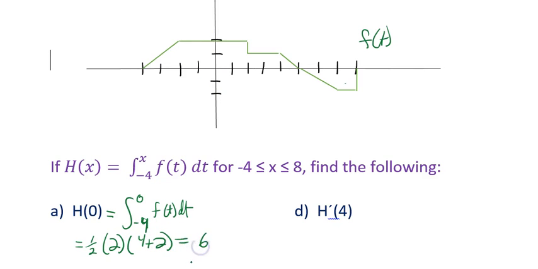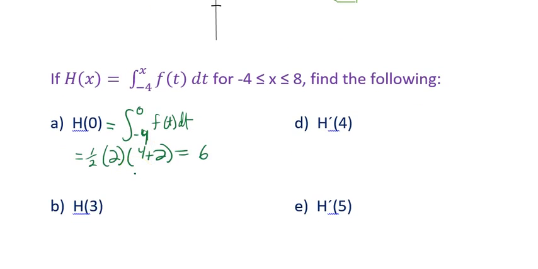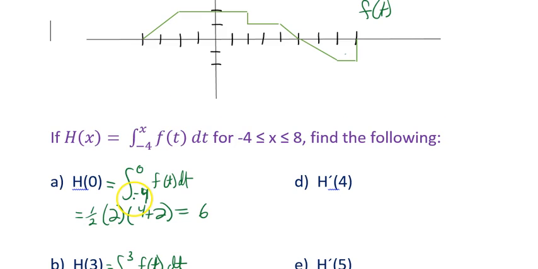I end up with 6 as my answer. So that one was pretty easy. Now, if I do h of 3, if I plug the 3 in, I'm looking for the integral from -4 to 3 of f of t dt. So I'm looking for that area again.